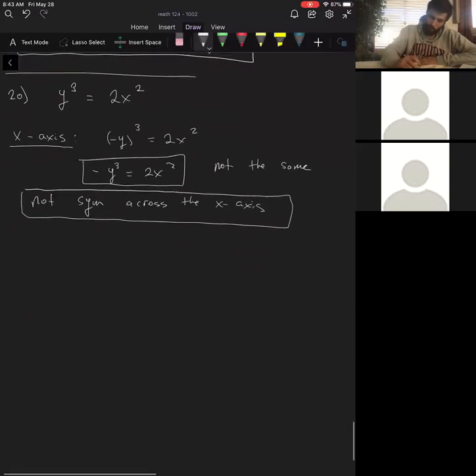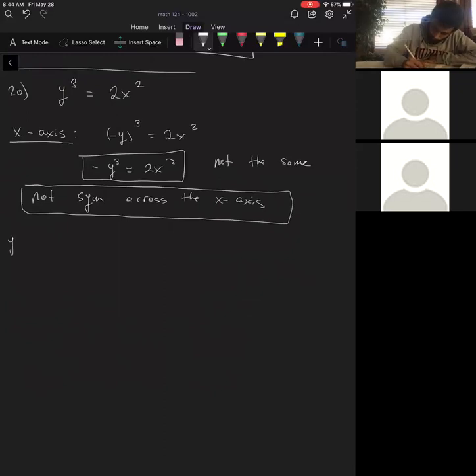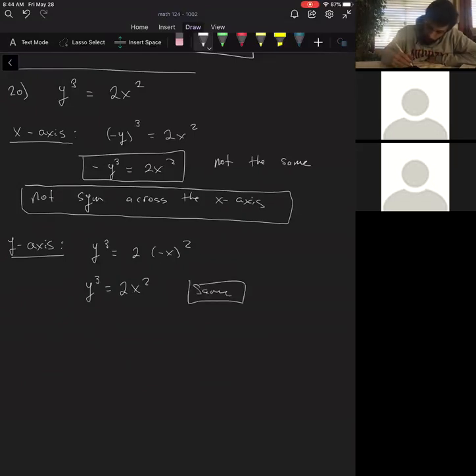All right, now let's do the y-axis. The y-axis means replacing the x's with minus x's. So we're going to get y cubed is equal to 2 times minus x, squared. If we simplify this, since squaring a negative makes it go away, it is 2x squared. Now we see this function is the same thing. So it is symmetric across the y-axis.